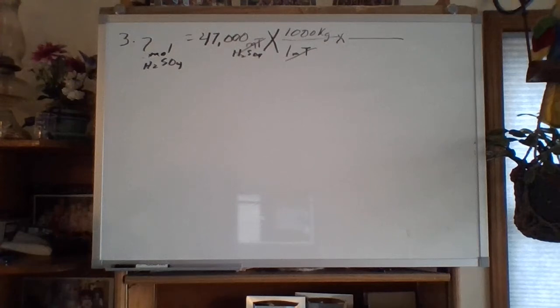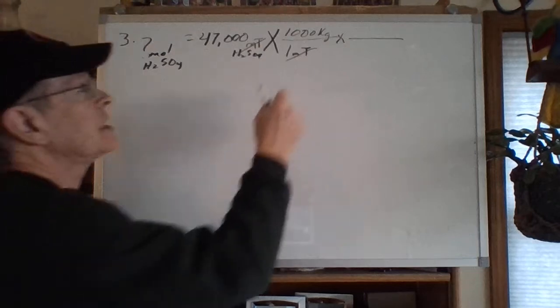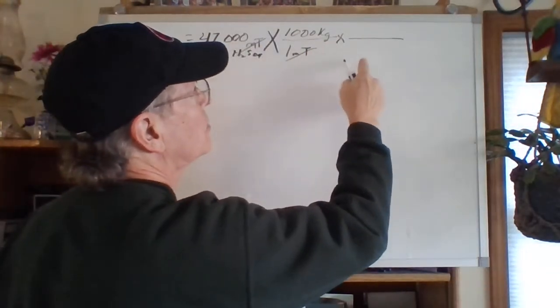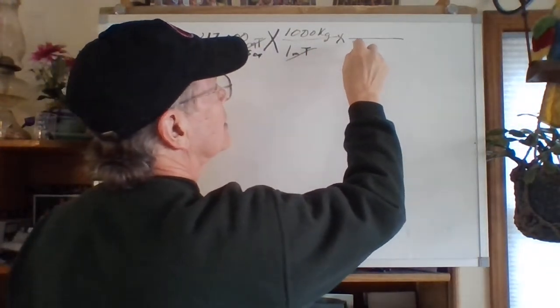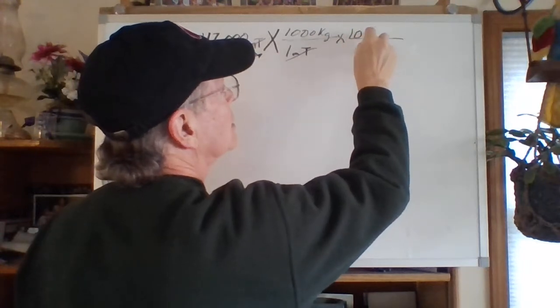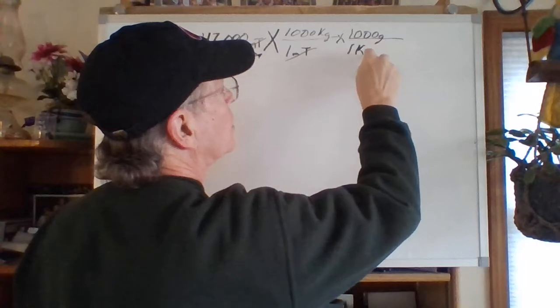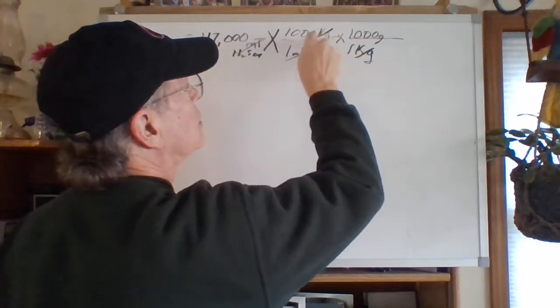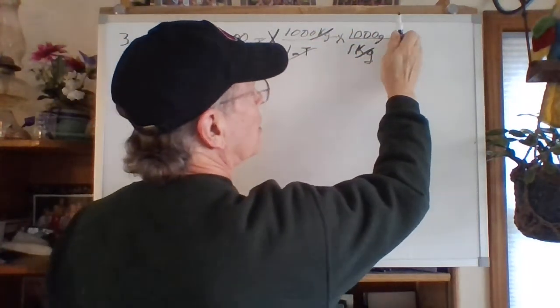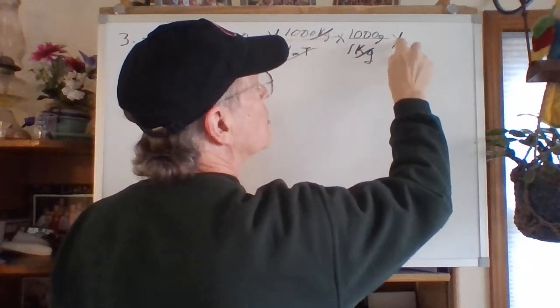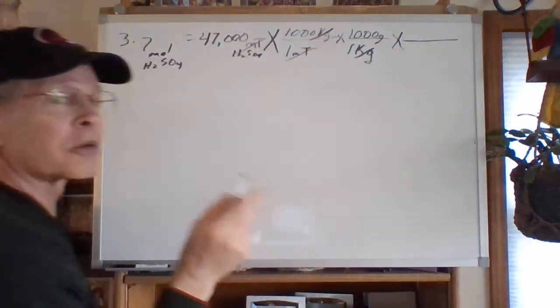Well, not directly. We could, if we said change that to grams instead of kilograms. We know that there's 1,000 grams in a kilogram. We get rid of that unit label, and now we have grams, and we do know a conversion from grams to moles.